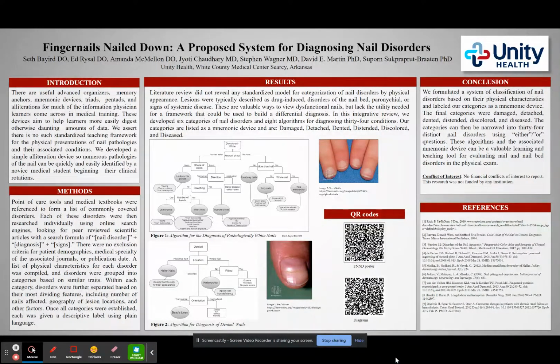I initially did a literature review where I didn't make any exclusions regarding the date of publication for any of these resources. And I also didn't want to discriminate against any particular specialty, like dermatology versus internal medicine. So I cast a wide net, and essentially everything I saw was classifying nail bed disorders only on the etiology.